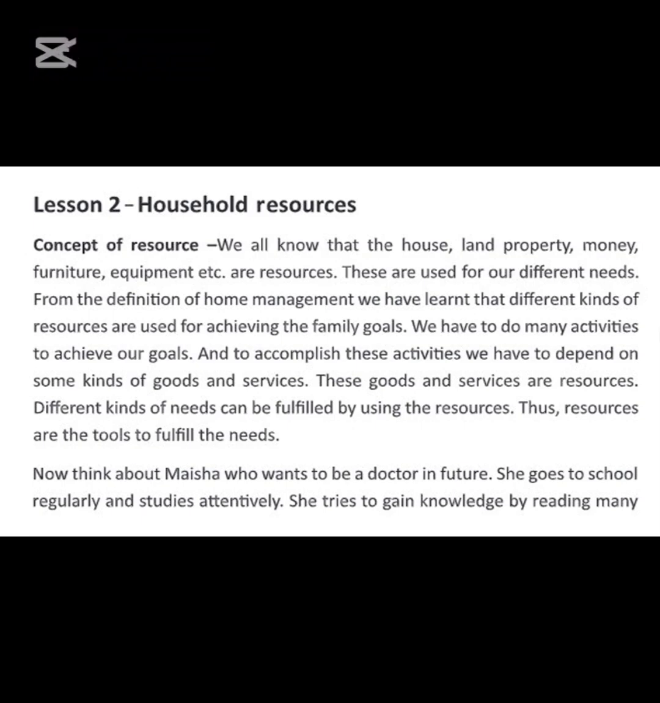We all know that the house, land property, money, furniture, equipment, etc. are resources. These are used for our different needs. From the definition of home management, we have learned that different kinds of resources are used for achieving the family goals. We have to do many activities to achieve our goals, and to accomplish these activities, we have to depend on some kinds of goods and services. These goods and services are resources. Different kinds of needs can be fulfilled by using the resources. Thus, resources are the tools to fulfill the needs.